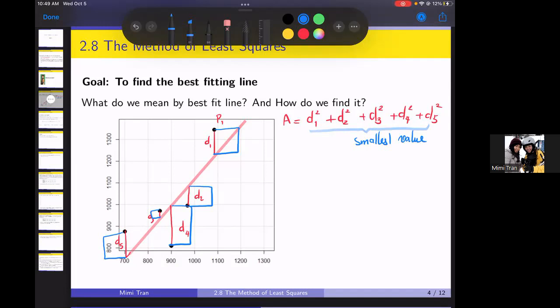Now in the real world, you'd probably use a computer, Python, to do this for you. All you do is put in the data set and it gives you the best line. But of course, I'm going to show you how to do it by hand as well.